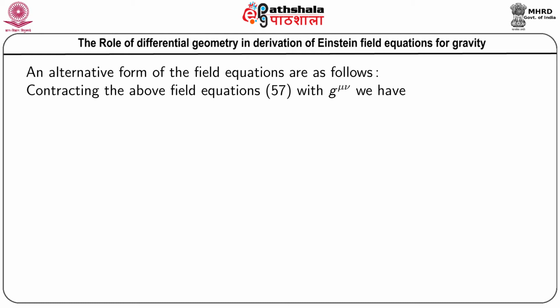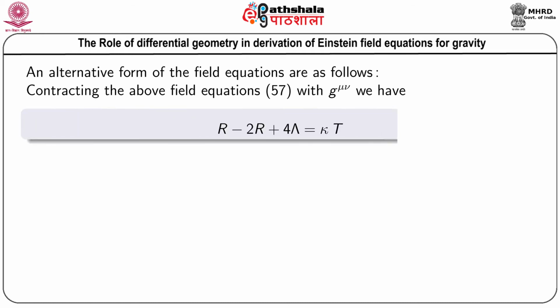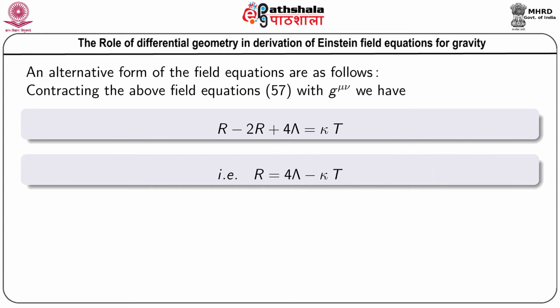An alternative form of the field equations is as follows. Now, contracting the above field equations with G upper mu nu, we have this expression, and from here we can get the value of R, the scalar curvature, which is nothing but 4 gamma minus k T.